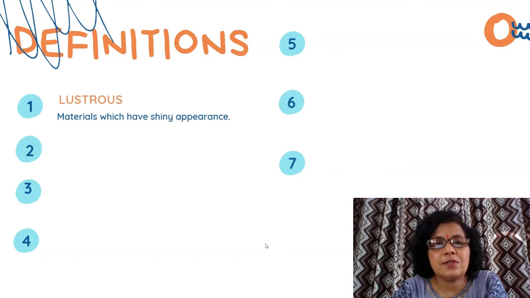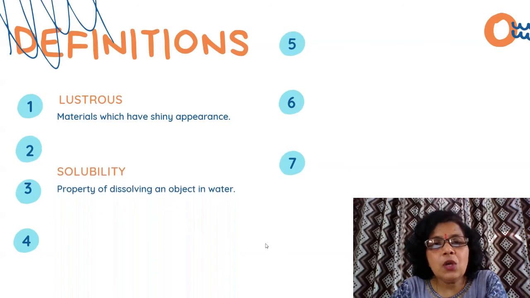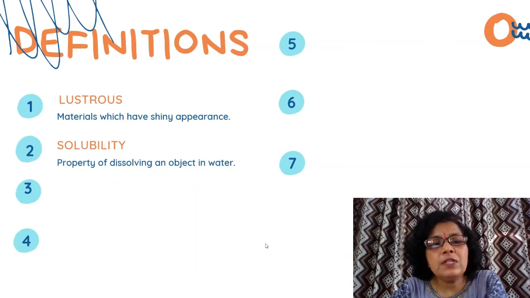If we can remove that layer, again we can find the object becomes shiny, lustrous. Now, solubility. The property of dissolving an object in water is called solubility.